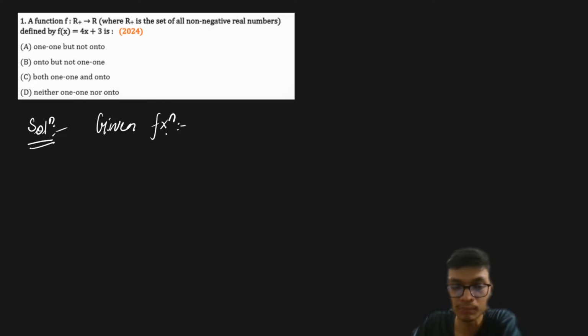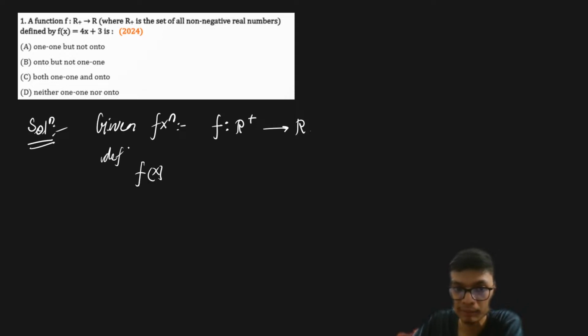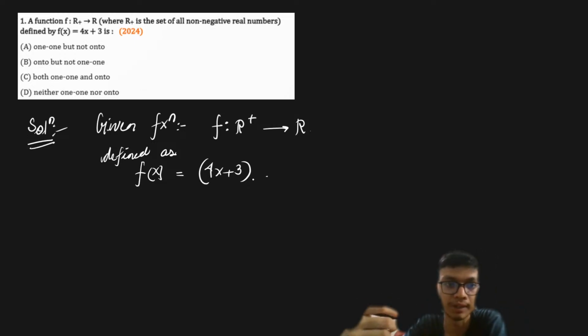Please refrain from using shortcuts or abbreviations like fxn. Please try to write the entire word function while you're writing your actual paper. So the given function is defined as f, going from the positive real part to the real part, and it is defined as f of x equals 4x plus 3.